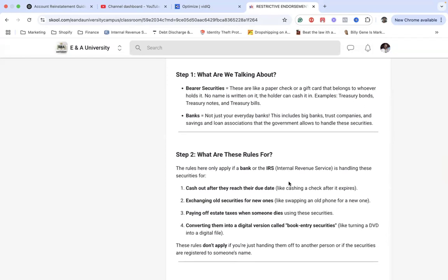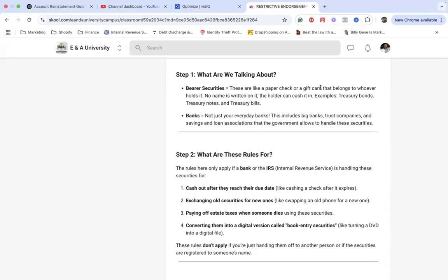Sorry, I keep forgetting what bearer securities are. So, bearer security: these are like a paper check or gift card that belongs to whoever holds it. No name is written on it, and the holder can cash it in. Examples would be a treasury bond, a treasury note, or a treasury bill. That's what a bearer security is. It's like a paper check or a gift card.